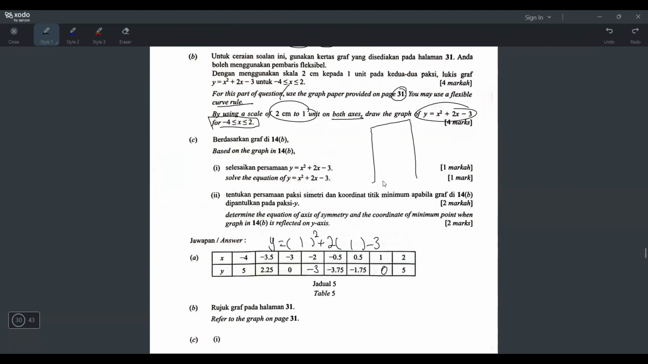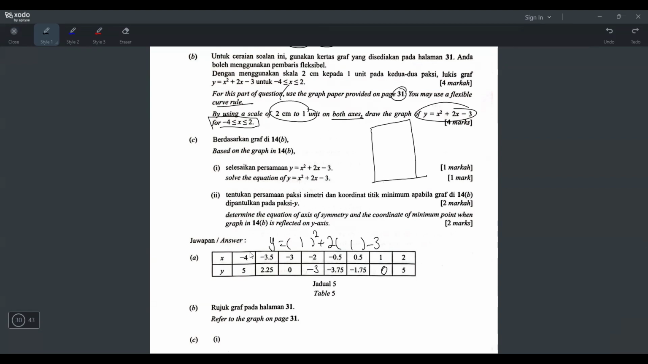Okay, so this is your graph paper, right? So the thing is, we cannot just simply draw like this. You have to look at the table and see whether you got negative value. And if you have negative value, you cannot put your origin near here, because later you don't have enough space for negative 4, negative 3, right?